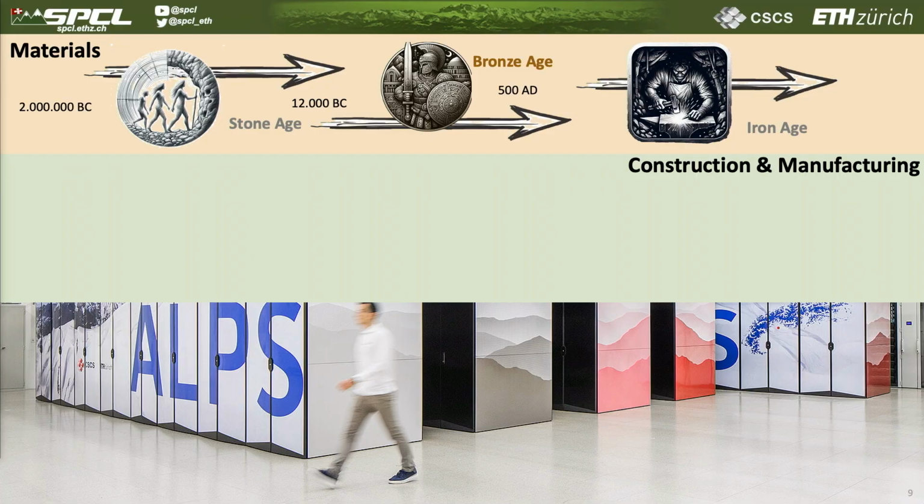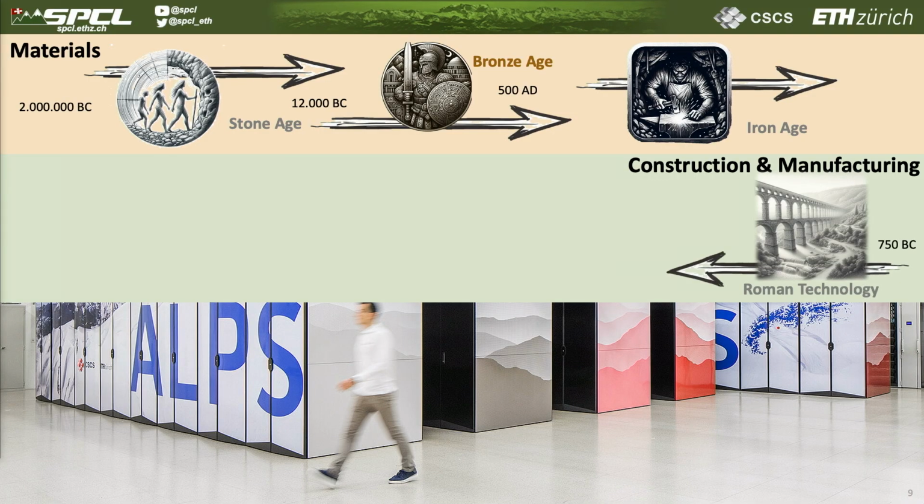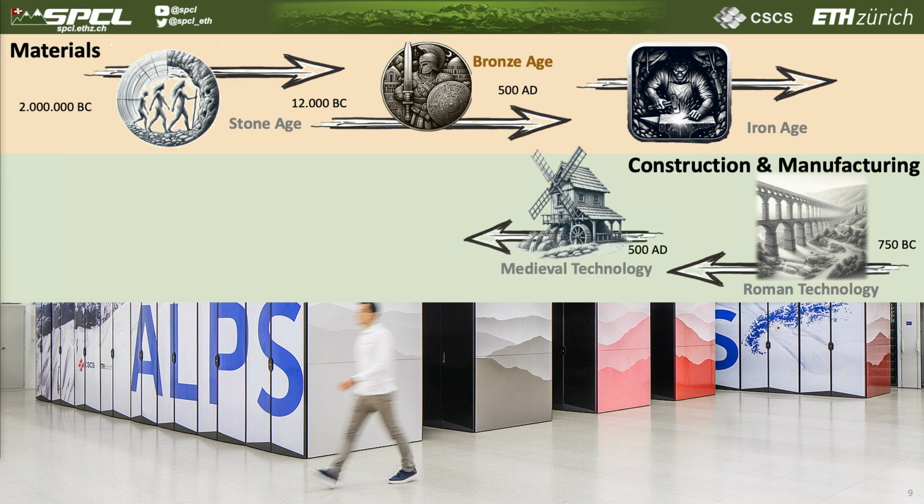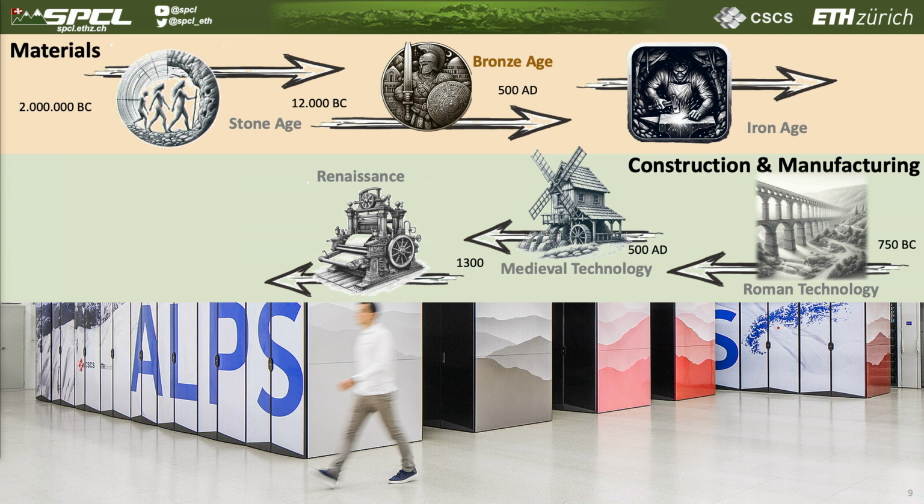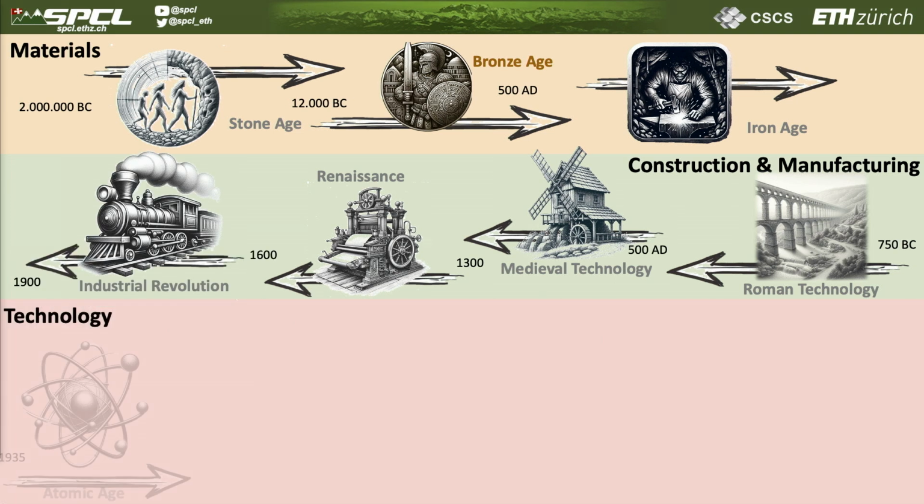But actually, I want to do a slightly different detour here. Because if you ask historians, they don't necessarily go to the Silicon Age. They go to manufacturing. So they go to the Roman technology. Then we could talk about medieval technology. We can talk about the Renaissance. And we could talk about, no, this thing is still not really working, the Industrial Revolution.